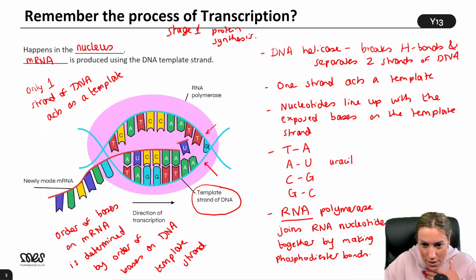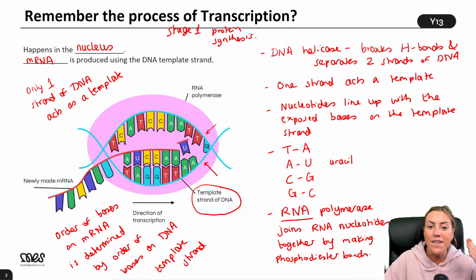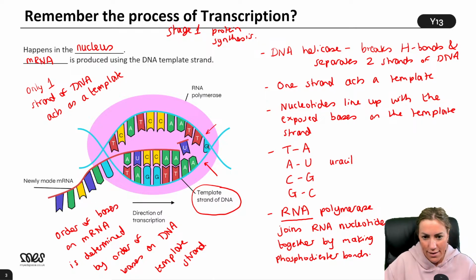Will A pair with T occur in transcription or just AU? So if there's a T on the DNA, Jennifer, that would pair with an A on the RNA, but you're never going to have a T in RNA. Yeah, but if there's a T on the DNA, that would pair with an A on the RNA.